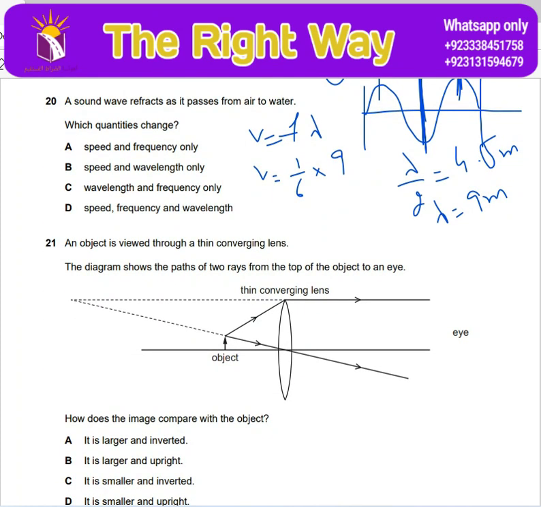A sound wave refracts as it passes from the air to water. Which quantity changes? For the refraction, we know that frequency never changes in any process. In diffraction, in refraction, in reflection, frequency never changes. Frequency remains the same. In refraction, only speed and wavelength change.